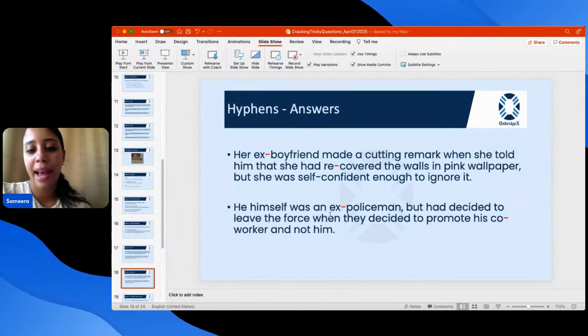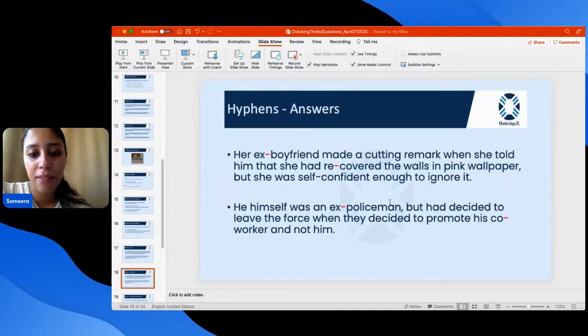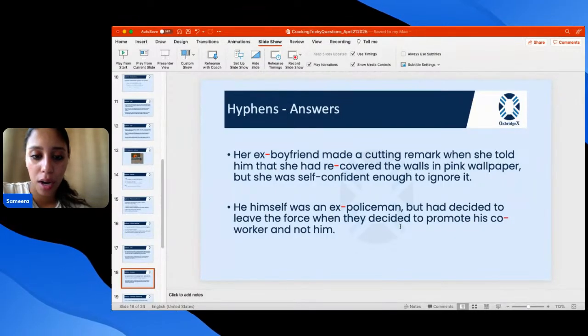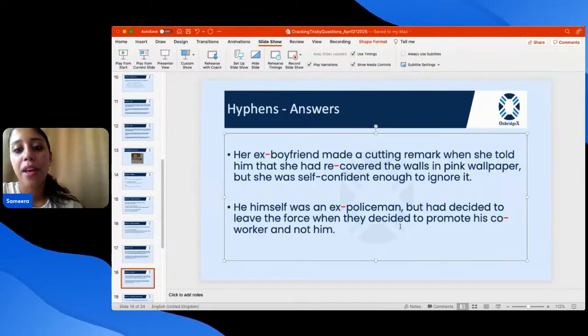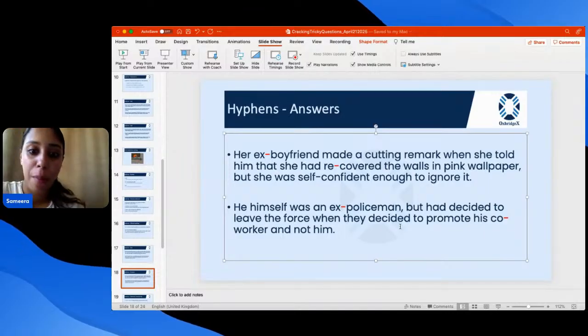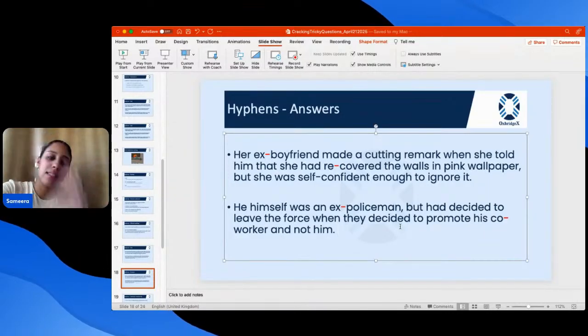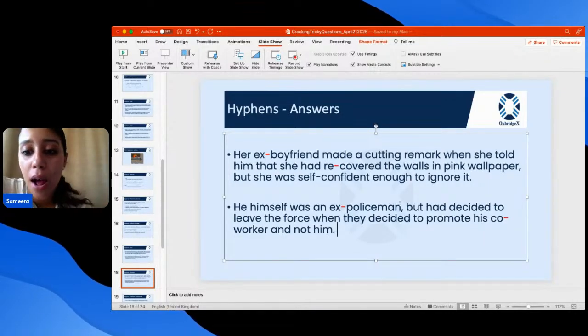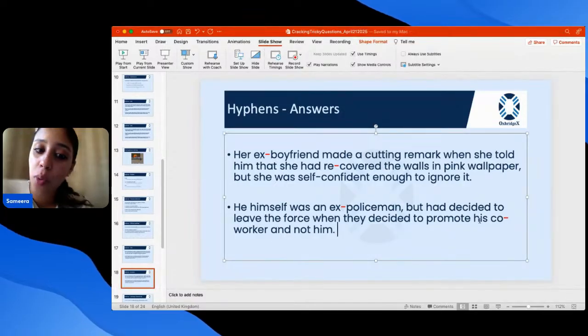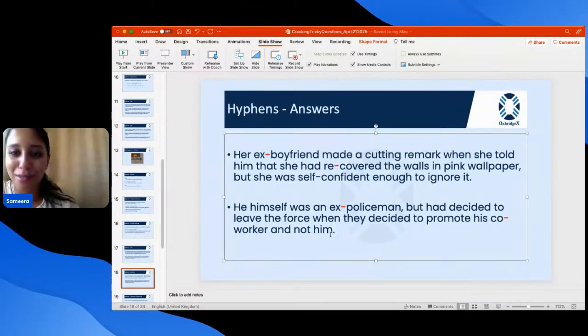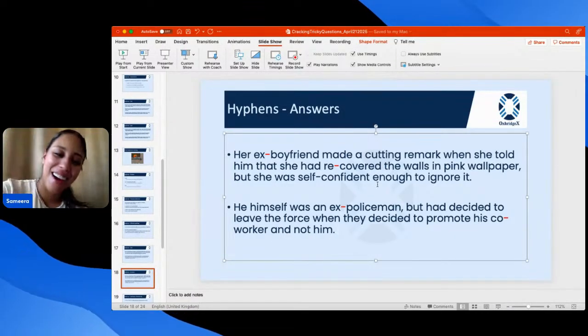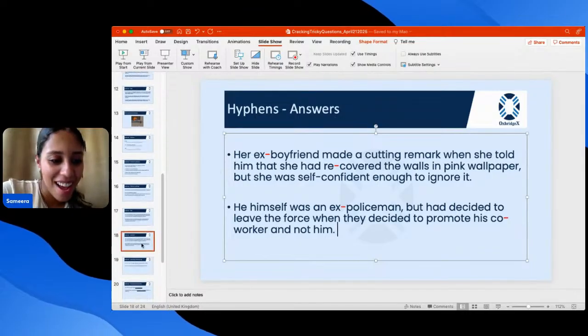He himself was an ex-policeman, but he decided to leave the work when they decided to promote his co-worker and not him. So if he's left the force, I'm assuming he's no longer a policeman, and therefore that ex-policeman needs a hyphen. He's a former policeman. When they decided to promote his co-worker, you can't have cow-worker. We've discussed that before. So it would have a hyphen there. Amazing. Right.